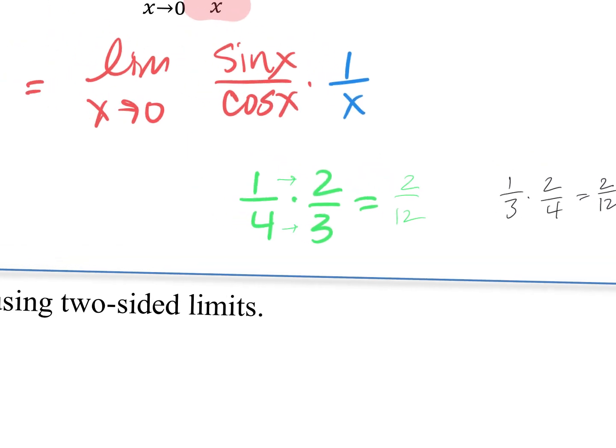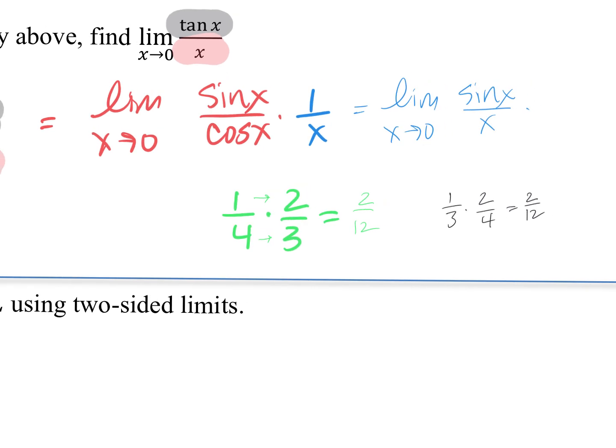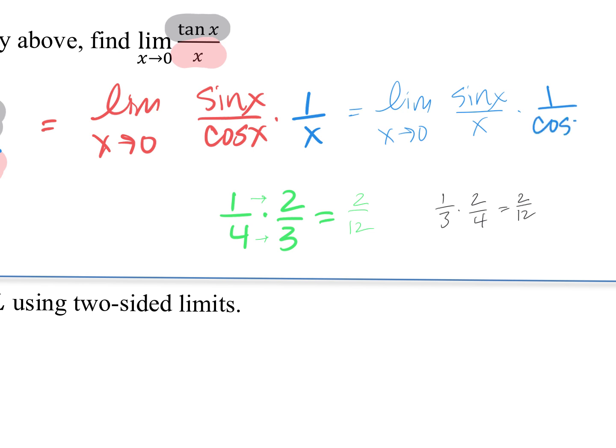So I bring that up because could I rewrite this in a way to help me? Check this out. Can I say, oh, that's the same as the sine of x over x times 1 over cosine? Did I change my problem? Is it still sine over x cosine, sine over x cosine? I just rearranged it.